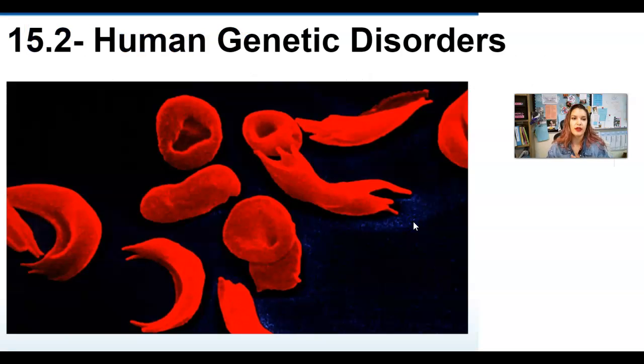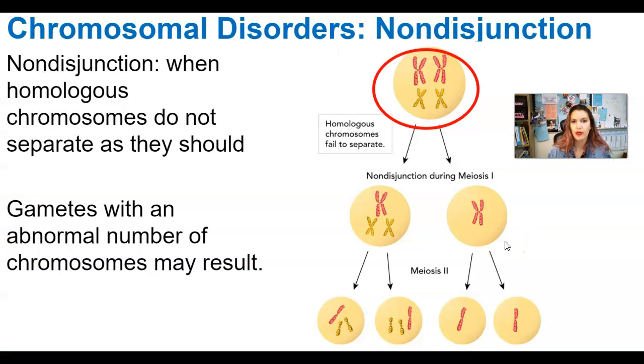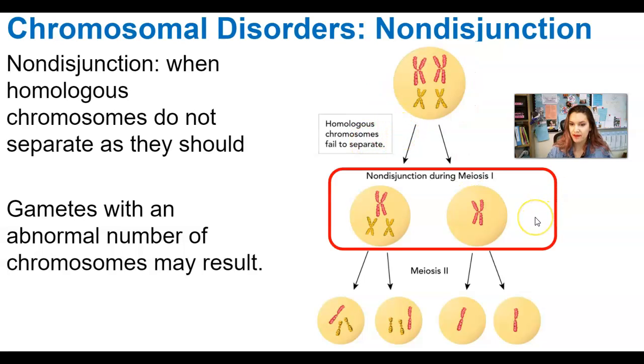Okay. Human genetic disorders. This is lesson 2. So chromosomal disorders, we call those non-disjunction typically. Non-disjunction is when homologous chromosomes don't separate as they should. So gametes with an abnormal number of chromosomes may result. So the homologous chromosomes will fail to separate properly during meiosis 1. So this one should have been over here, right?